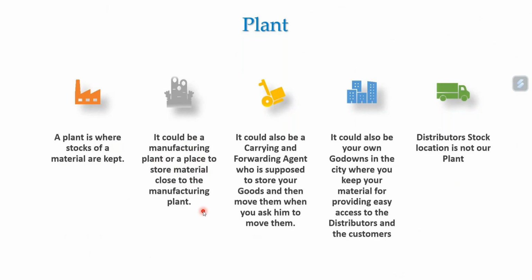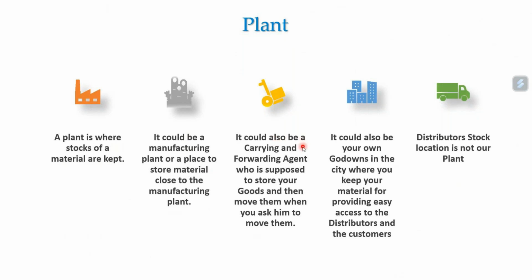Next thing to know, it could be a manufacturing plant or a place to store material close to the manufacturing plant. Right. So you manufacture it, but the space is less. So you store it half a kilometer away, and you have a shuttle truck running which shuttles the FGs from the manufacturing plant to the warehouse. So the warehouse is also a plant in SAP.